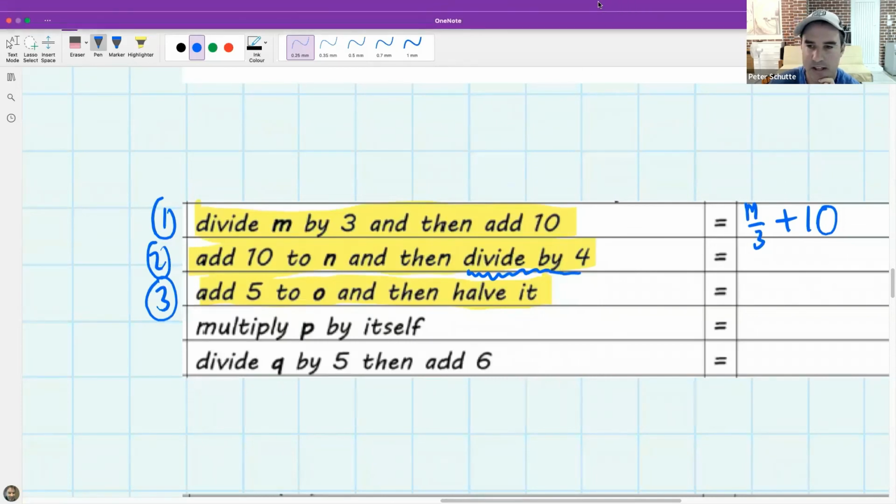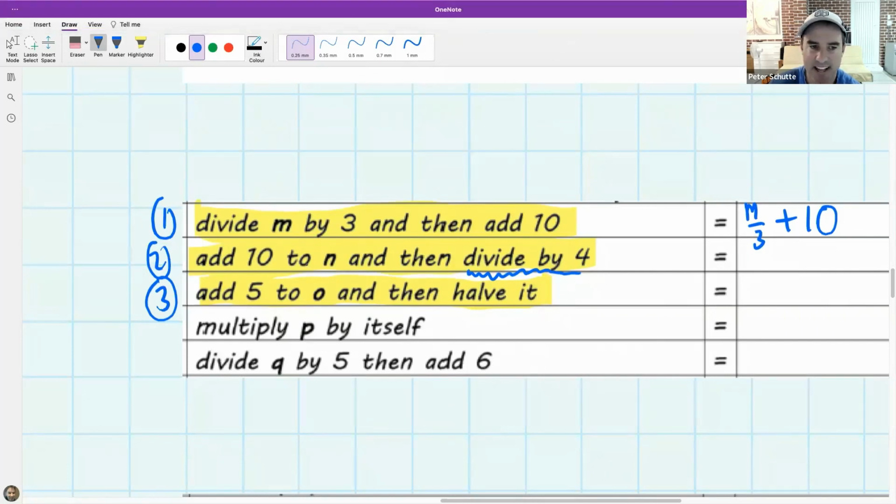What do you think the answer for number 2 is going to be? So add 10 to n and then divide by 4. How would I write that in algebra? So I'm going to start with n. I'm going to add 10, but that whole thing needs to be divided by 4. So it's add 10 to n, and then that whole thing gets divided by 4.